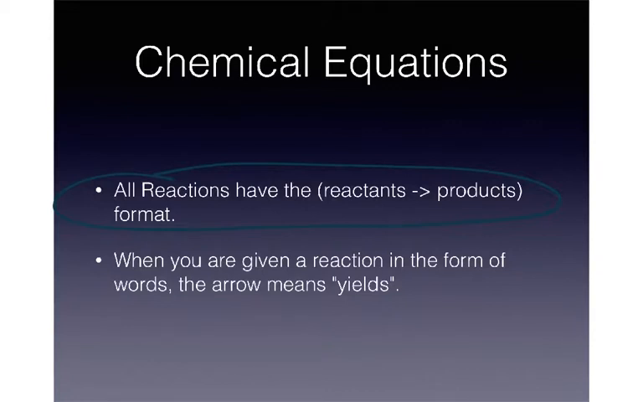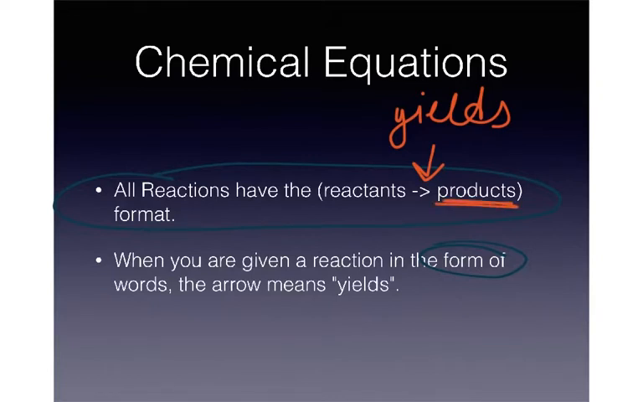And then it says here, when you are given a reaction in the form of words, which we're going to see in a second, this arrow right here means yields. So you just have to remember that when it says yields, that means it's time to put the arrow, and then they're starting to talk about the products.